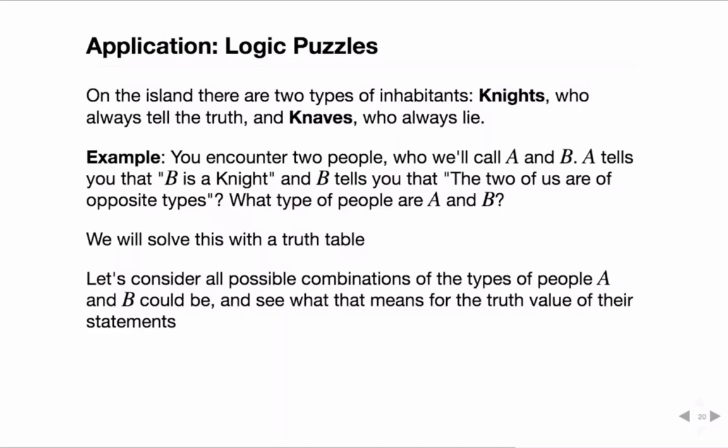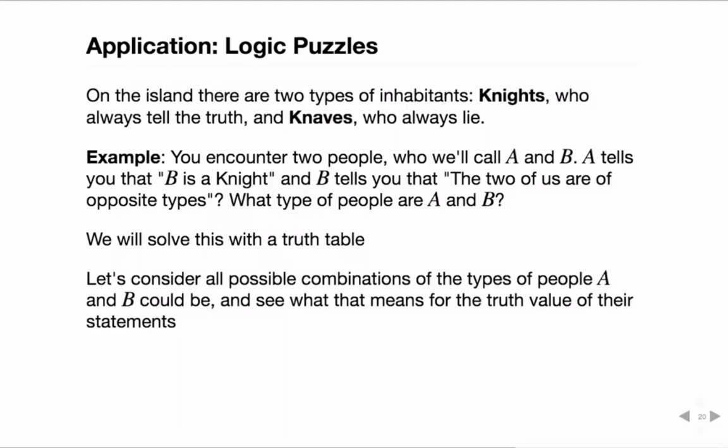And so the idea behind a knights and knaves puzzle is you're walking on the island and you encounter some people and they tell you things, and your goal is to try to figure out what the nature, by that I mean whether they're knights or knaves, of each of the people are just by the things that they say. So for example, you encounter two people who we'll very originally call A and B, and A tells you B is a knight. And then B tells you the two of us are of opposite types. And so now our goal is, if we can, figure out what types of people A and B are.